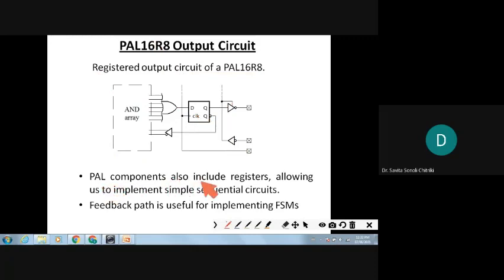So the PAL components also include the registers, allowing us to implement simple sequential circuits. So see there, through D, the output is connected to the D, the value is latched here, then Q is connected to the output pin, then Q bar is implemented here for the inputs, right? So inverted, right? Output pins and input pins. So PAL components also include registers, allowing us to implement simple sequential circuits.